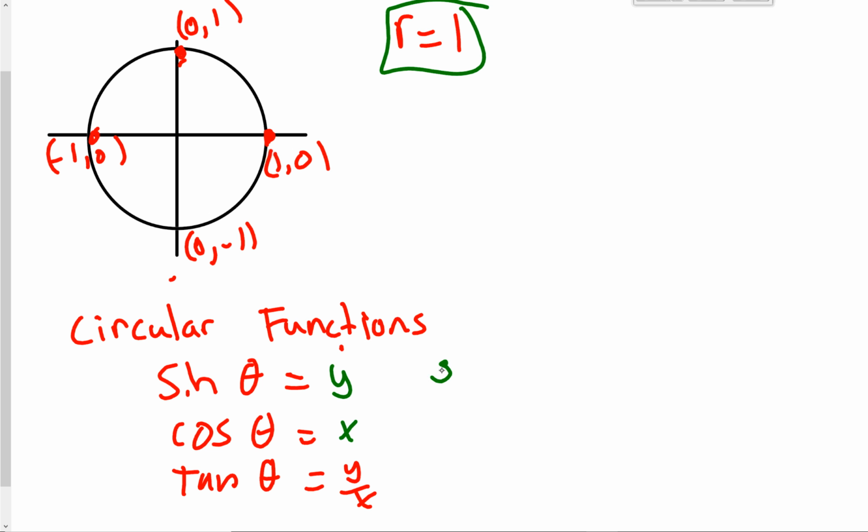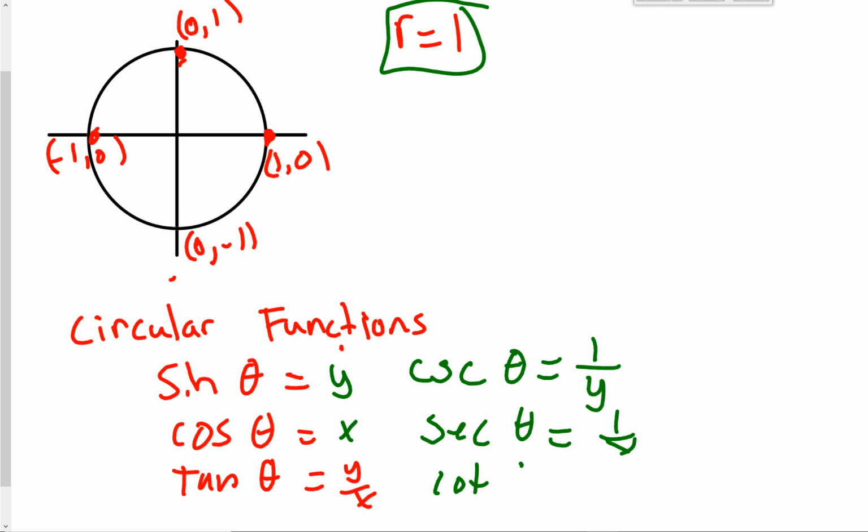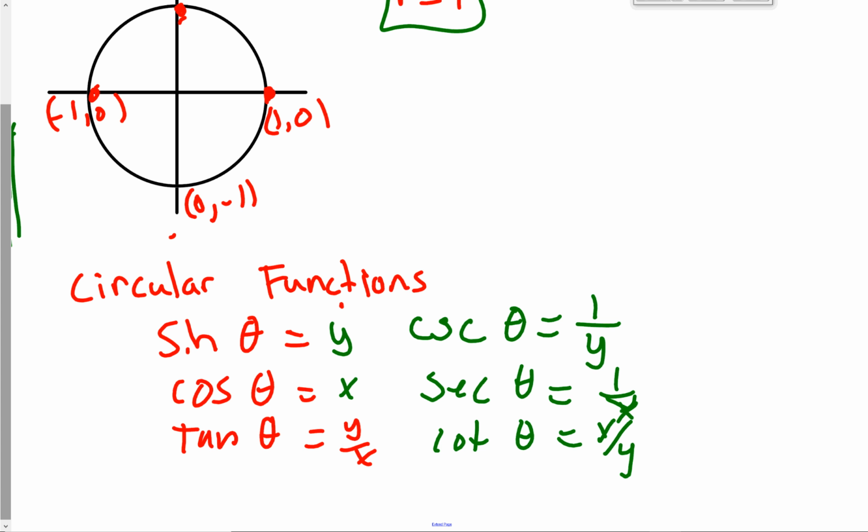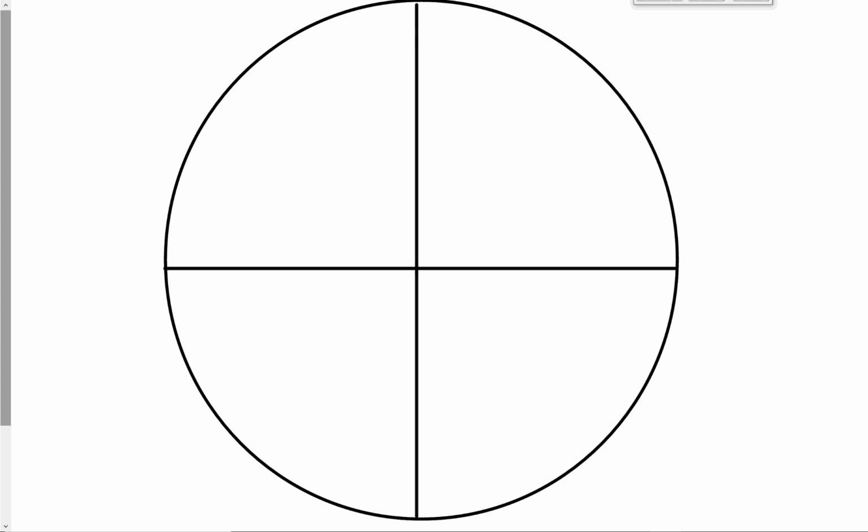And then the reciprocals: cosecant of an angle is just 1 over y. Secant, the reciprocal of cosine, is 1 over x. And cotangent would be x over y. Those are called the circular functions. From these circular functions, we can build what we call the unit circle. You'll see this is part of finding the exact values of sine, cosine, and tangent of various angles. So the unit circle is a circle like this.